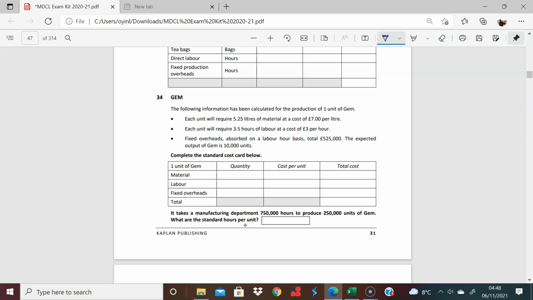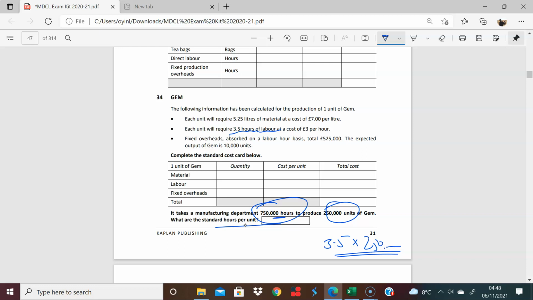Just because it takes 750, this is what it actually took. But whenever you get your standard hours, which you calculate based on your budget, you just multiply that by the 250, because that's where the variance analysis begins. I want to compare my standard, which is what it says here: each should take 3.5 hours. So I should be asking, what's 3.5 times 250? That's my standard. The standard hours per unit is given to you, and here it is 3.5.